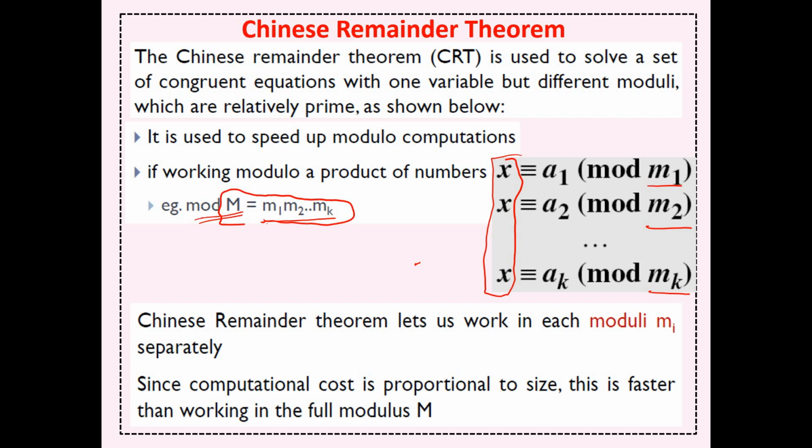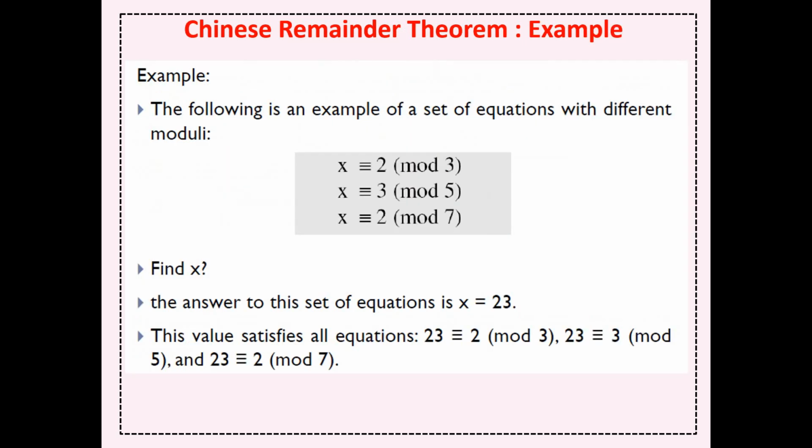After that, we will multiply all together to find out what will be capital M, or do the necessary calculation whenever we require it. So the basic significance, if you see the last one, is that since the computational cost is proportional to the size, this is faster than working with the full modulus M. So that's the basic trick why we are using it. So let's take an example for it, and that is mostly important.